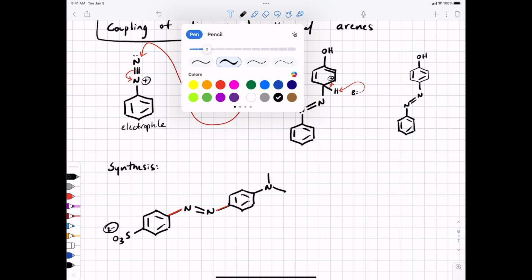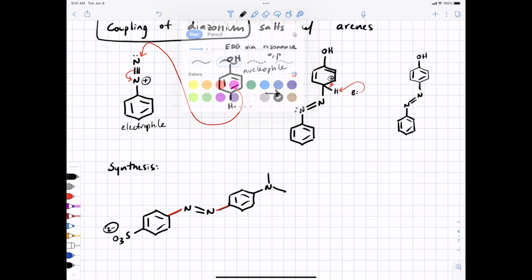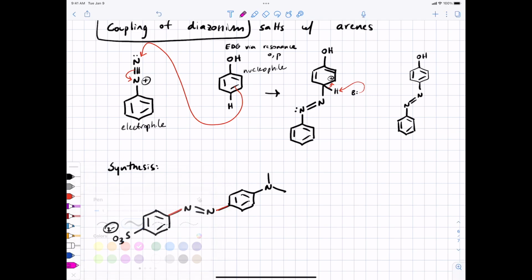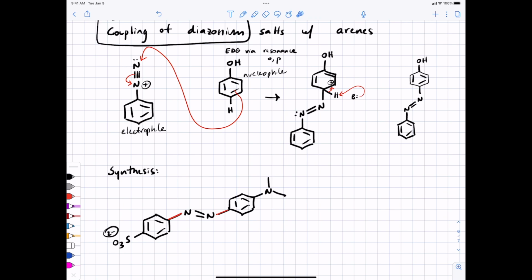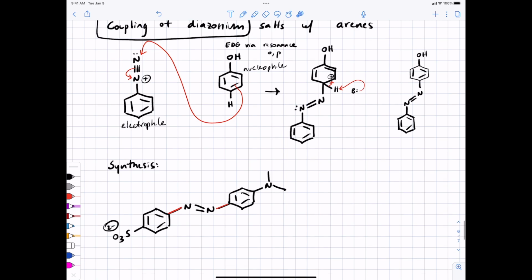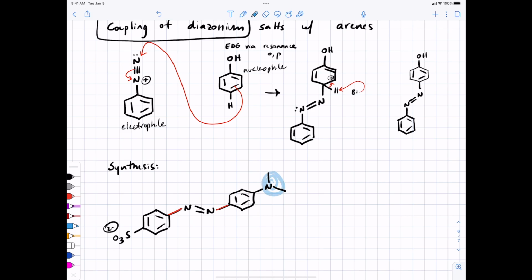Tell me which portion of these two rings I think should be my electrophile and which should be the nucleophile. Let's look at those substituents. What kind of substituent is that? That's an electron donating group via resonance, whereas here is an electron withdrawing group, also via resonance.